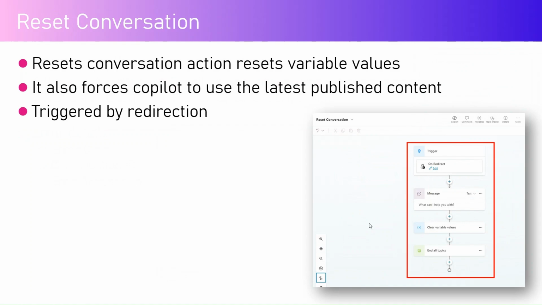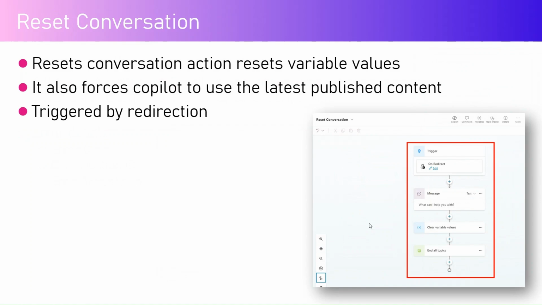Reset conversation. This is also an important topic. This is a system topic which is inbuilt. It resets the conversation, and it resets the variable values. If you are using multiple variables within your topic, then they get reset. It forces Copilot to use the latest published content as well. So it can be triggered by redirection.